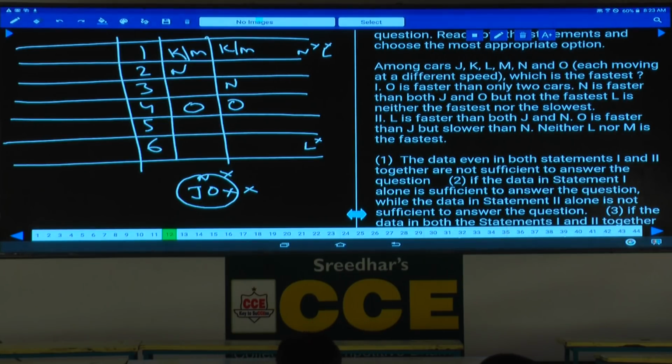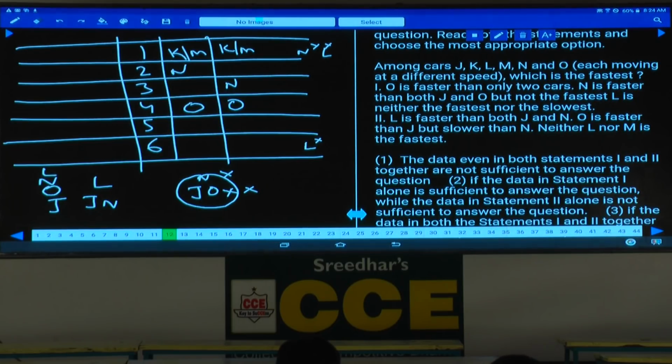Then coming to condition number 2. Now in this condition number 2, what is the information given here? L is faster than both J and N. O is faster than J but slower than N.